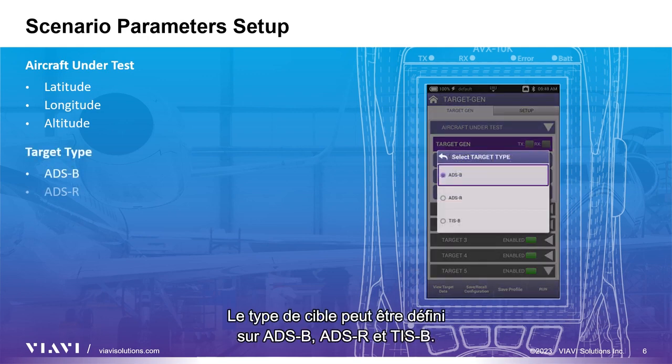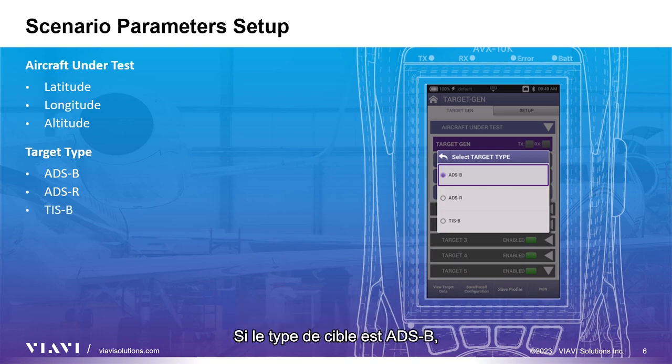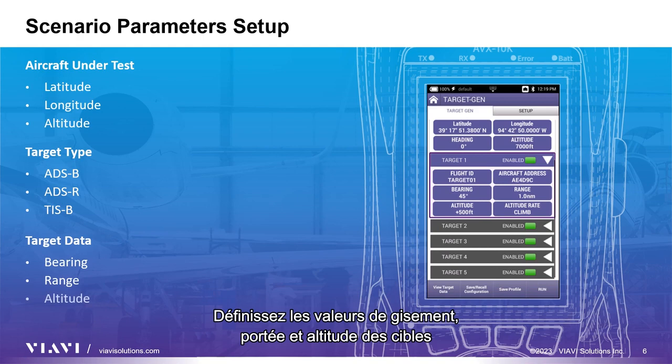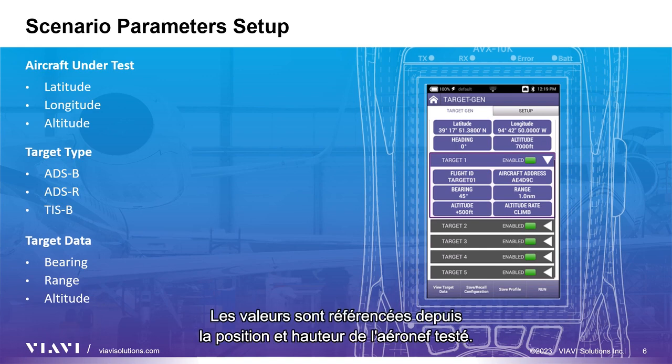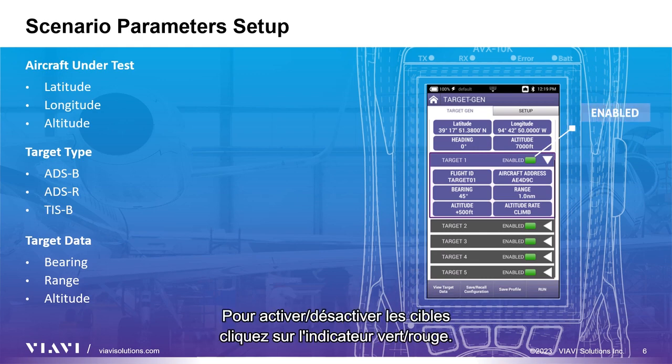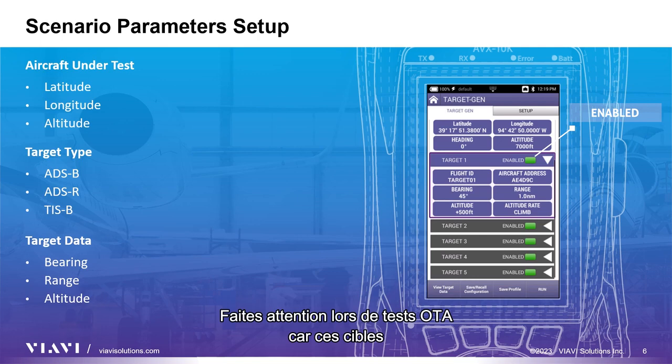Target type can be set to ADS-B, ADS-R, and TIS-B. If target type is ADS-B, the ADS-B type can be toggled between airborne and surface. Now you can set each of the target's bearing, range, and altitude values to place and point targets towards the flight path of aircraft under test. All values are referenced from the aircraft under test location and height. Targets can be enabled and disabled by clicking on the green or red indicator. Again, please note, care should be taken when testing over the air, as these targets may appear on other aircraft displays.